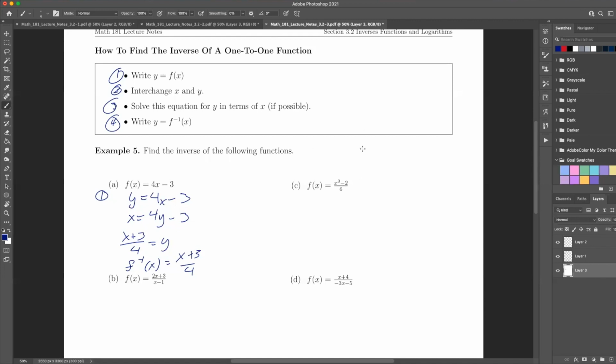All right, so let's do C real quick. We're going to write y equals x cubed minus 2 over 6. We switch everywhere we see a y and an x, so it would be x equals y cubed minus 2 over 6. We'll move over the 6, so it'll be 6x plus 2 equals y cubed. Then we'll take the cubic root, so y equals the cubic root of 6x plus 2. The last step is we write f inverse of x is equal to the cubic root of 6x plus 2.